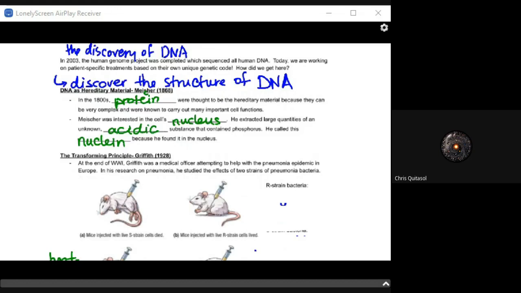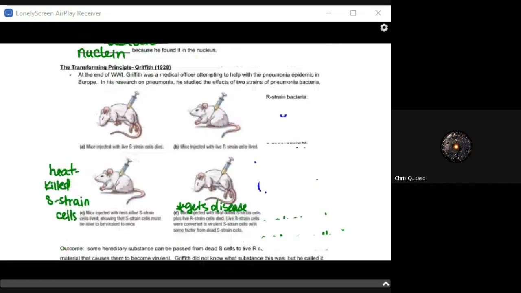One of those discoveries was the transformative principle that Griffith discovered at the end of World War I. He was a medical officer attempting to help patients with pneumonia during the pneumonia epidemic in Europe. In his research on pneumonia, he studied the effects of two strains of that bacteria. He injected these strains into mice, and tested how these two strains impacted them.